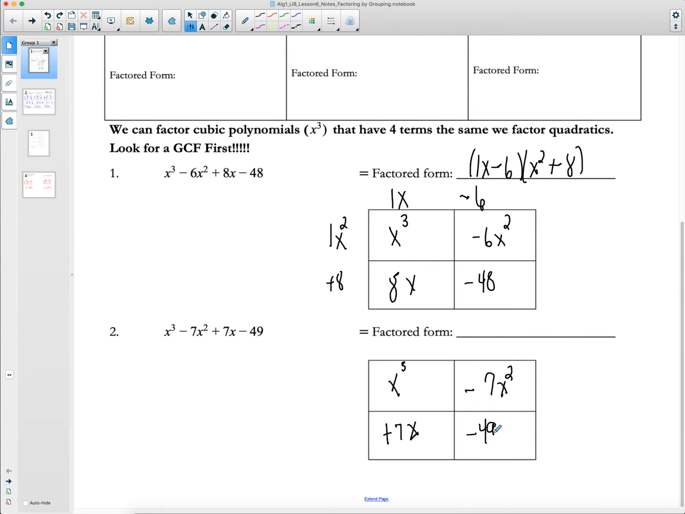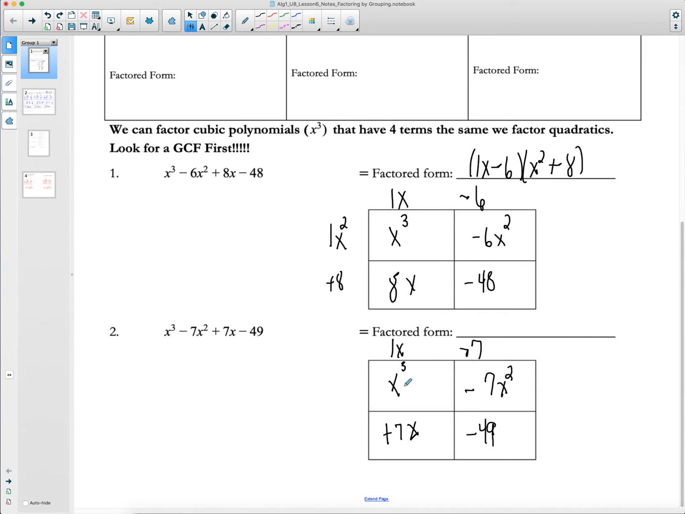All right, yeah, there we go. Now if we look at our first row here, our GCF is just 1x. Once again, those two are both negative, so I'm going to take the negative out. The GCF for 7 and 49 is just 7. The x's are not common to both terms, so I don't have to worry about that.